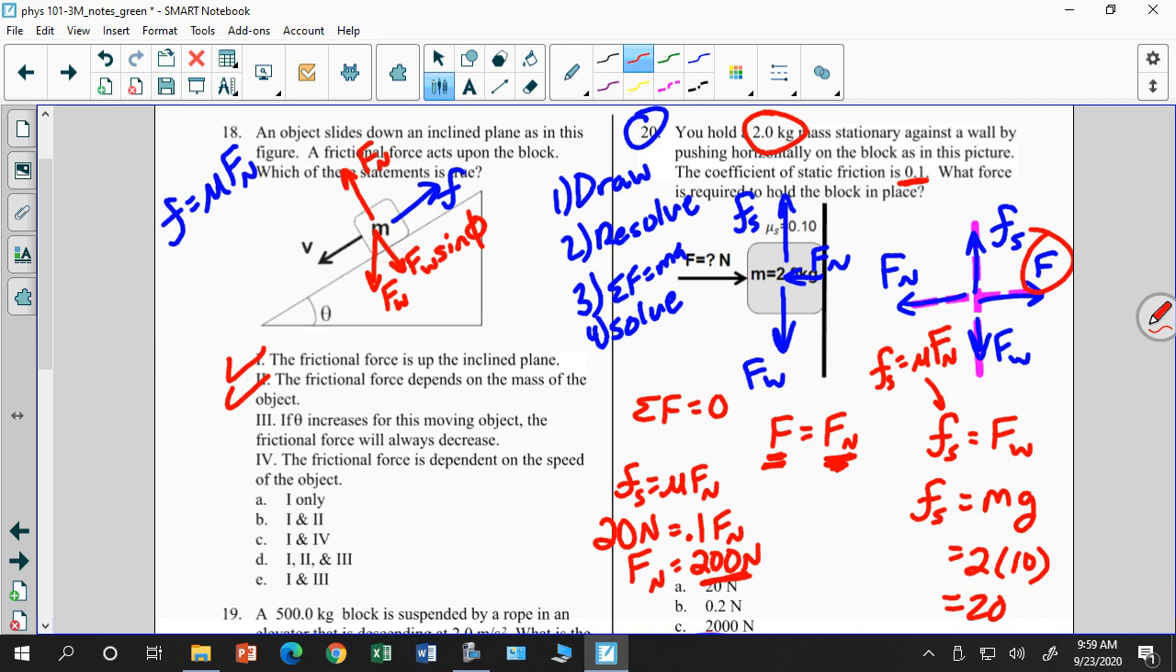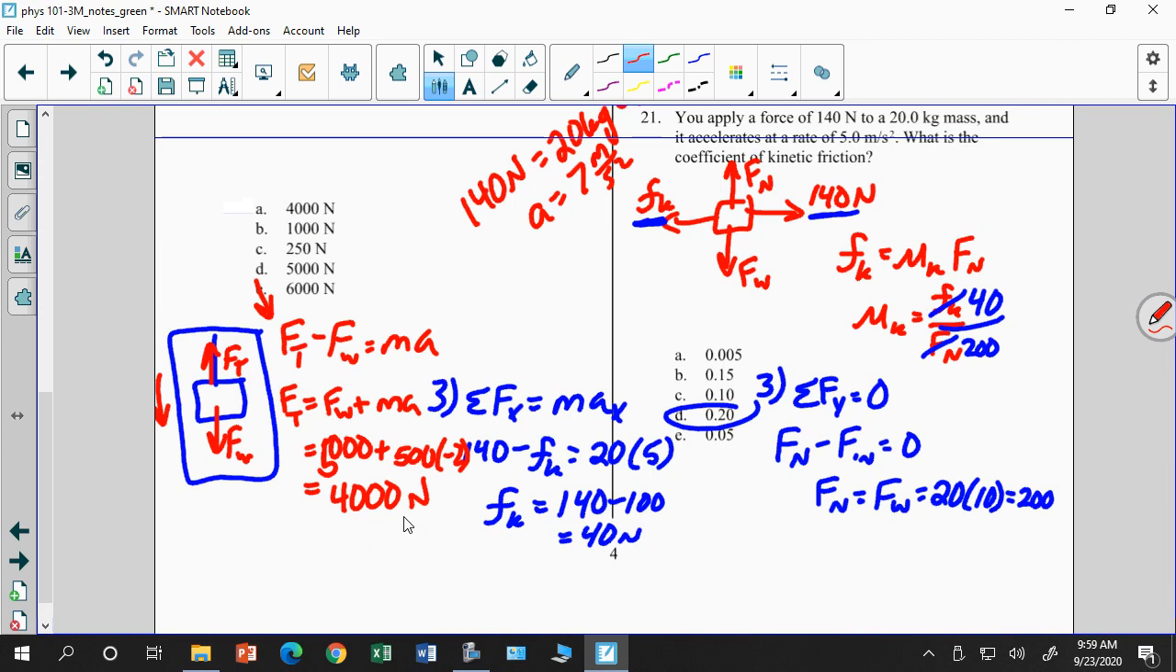If theta increases for this moving object, the frictional force will always decrease. Ooh, this is tricky. Will the frictional force decrease if I increase theta? I don't want to get into that. Let's not talk about that right now, okay? That's kind of a trickier thing. We had talked about it in that class, but we'll just leave it right there as 1 and 2 are correct, okay? Don't sweat number 3. All right, we move on? All right, I don't want to get in the weeds too much.